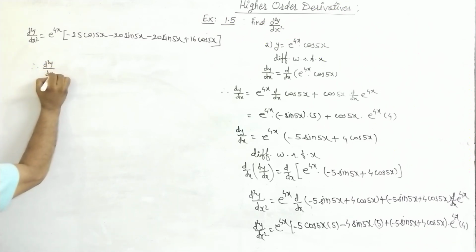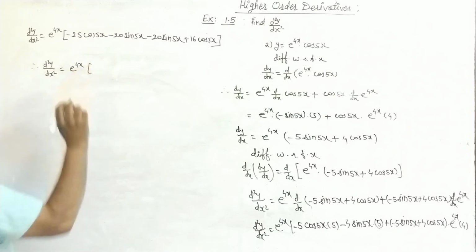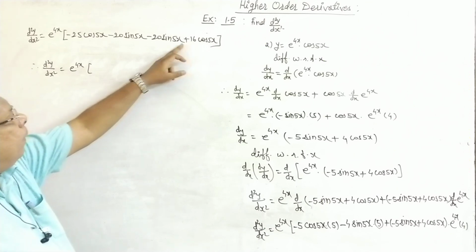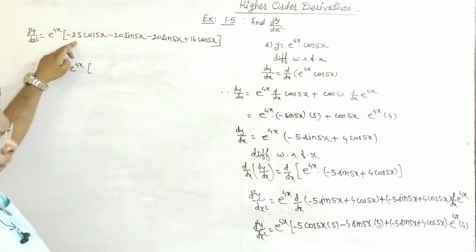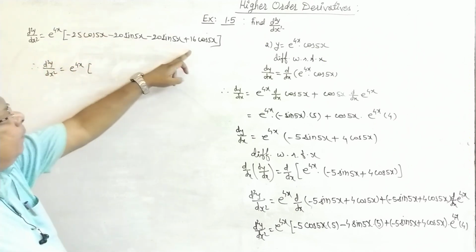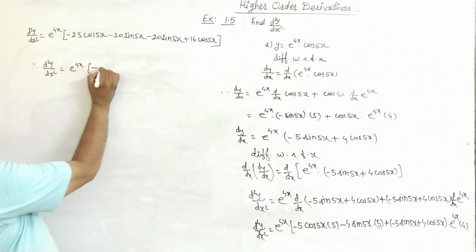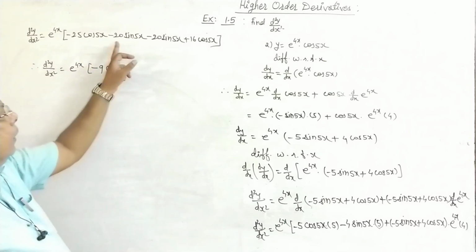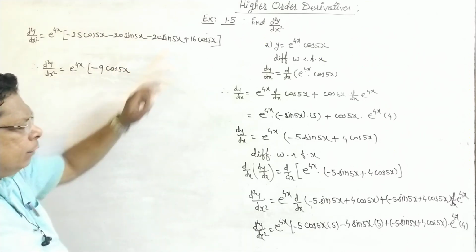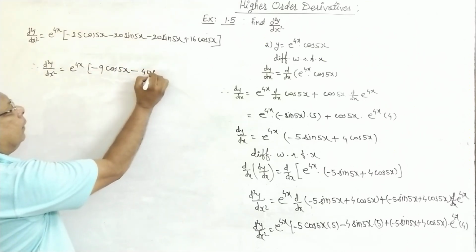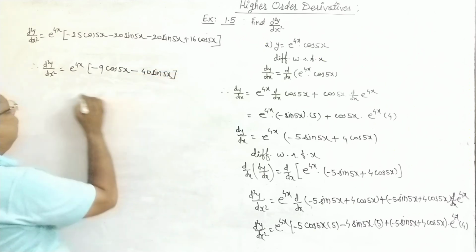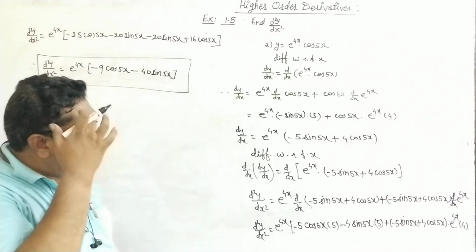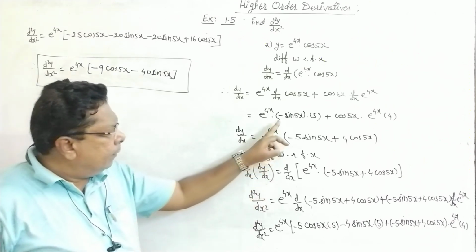Therefore d square y by dx square equal to e raised to 4x. Now here minus 25 cos phi x plus 16 cos phi x, minus 9 cos phi x, and minus 20 sin phi x minus 20 sin phi x, it is minus 40 sin phi x, which is the required derivative of the given function y. Isn't it? Any doubt?